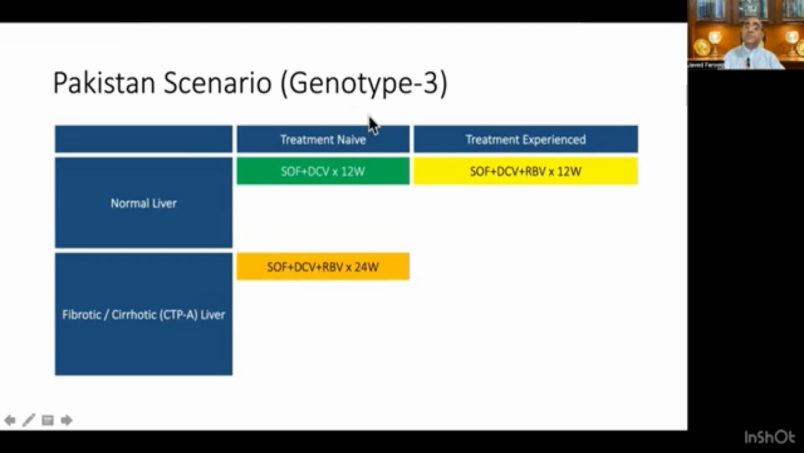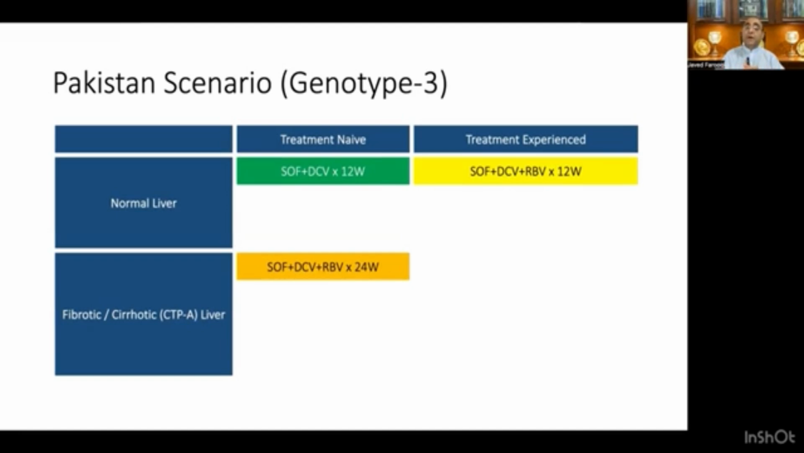And the second decision is whether the patient is treatment naive or treatment experienced. If the patient is treatment experienced, what was the previous antiviral treatment? Whether it was interferon, or interferon and then the initial DAAs, that was the sofosbuvir-ribavirin, or interferon and sofosbuvir-ribavirin combination. So this is important, and also if it was sofosbuvir-ribavirin and daclatasvir.